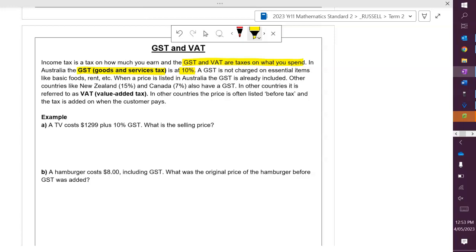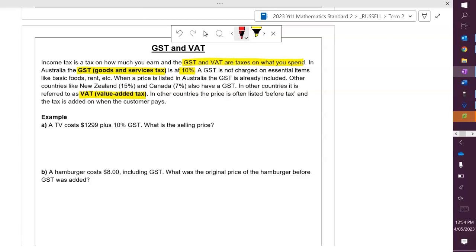Other countries like New Zealand have 15% and Canada is 7%. And in some countries, it's called VAT, or value added tax. This is particular in England. It's often listed as a before-tax price, and then the tax is added on when the customer pays. So be really careful if you do travel. On the tickets, it will say something like this price before VAT or before tax, so you need to then add that price on yourself.